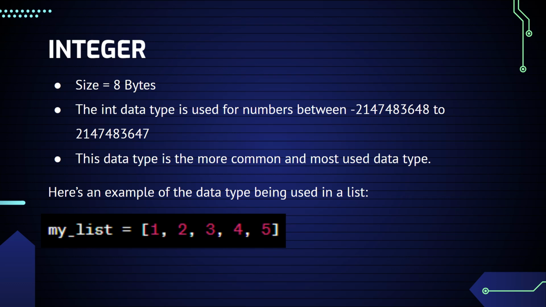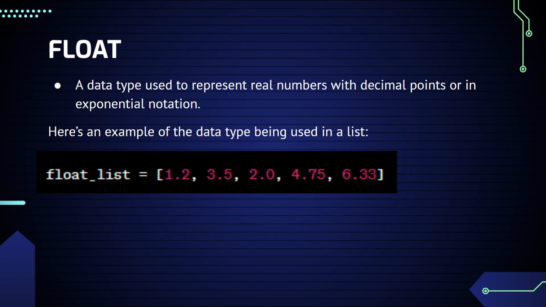Here's an example of the data type being used in a list. We have a declared list called mylist, and there are elements from 1 to 5 inside that list, enclosed in brackets.